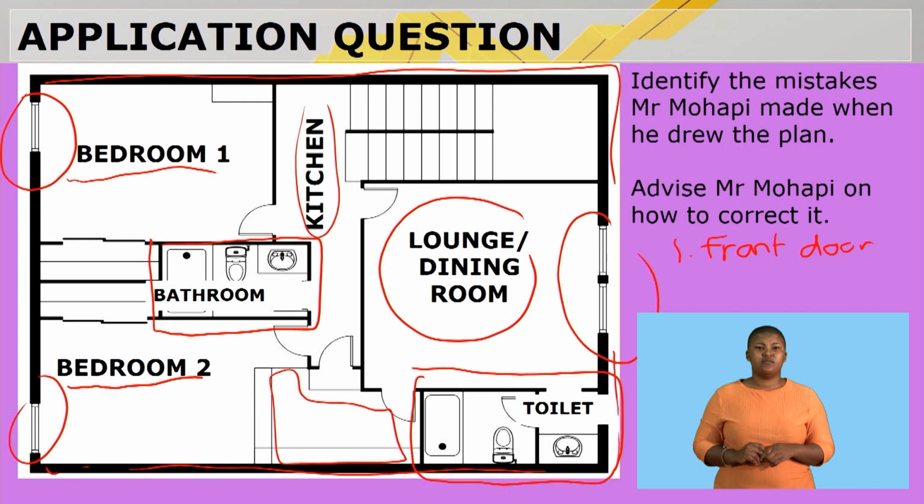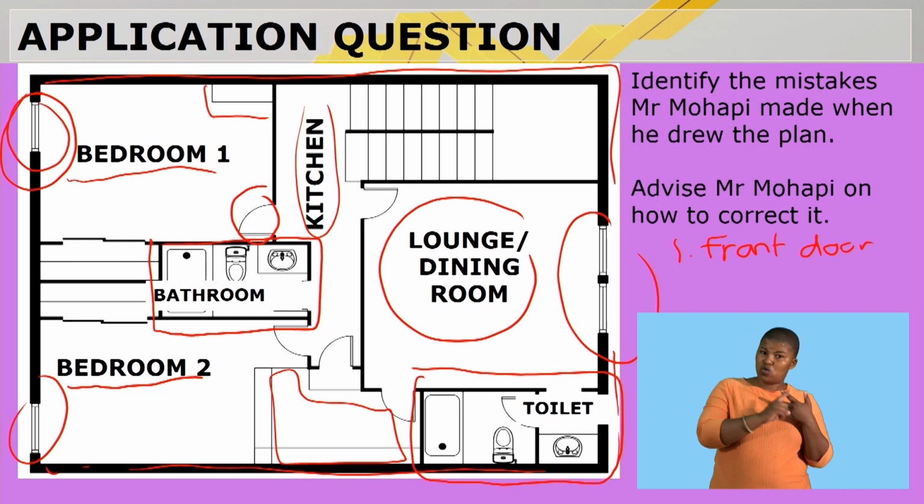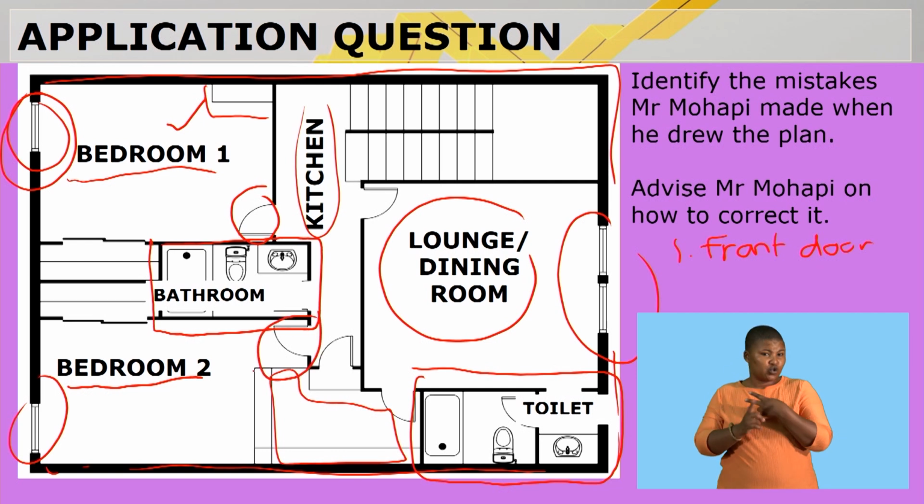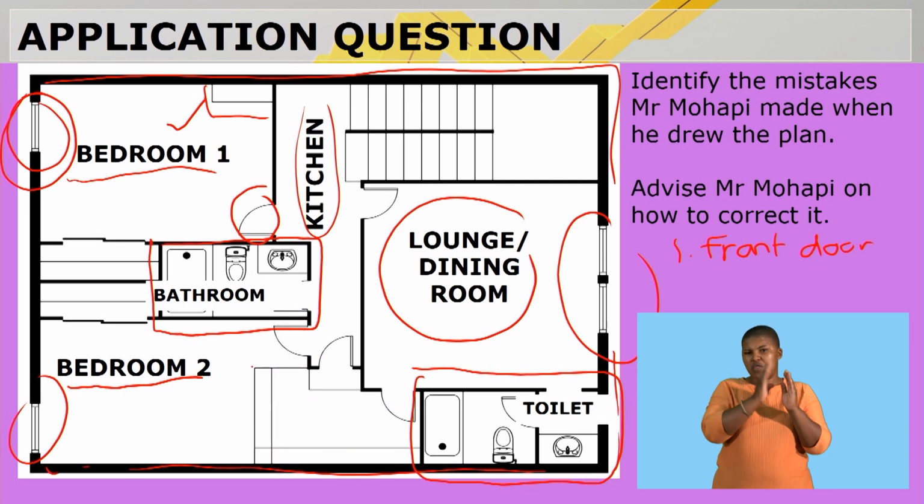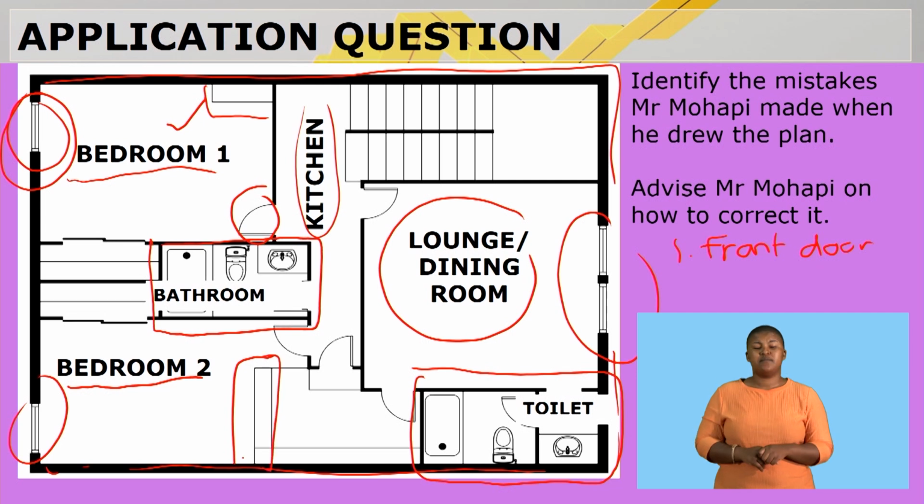The bedroom has got a door going into the bedroom, and we have a window and then a closet. So I can't find any mistakes in bedroom 1. If we look at bedroom 2, there's a door and a window, and there is some closet space over there. So again, I can't see any mistake in bedroom 2.